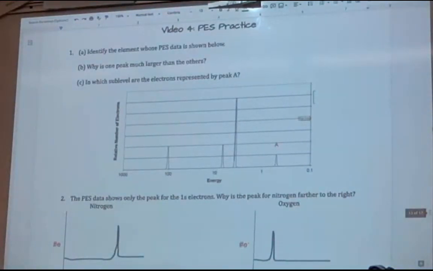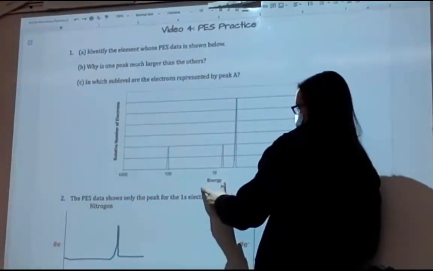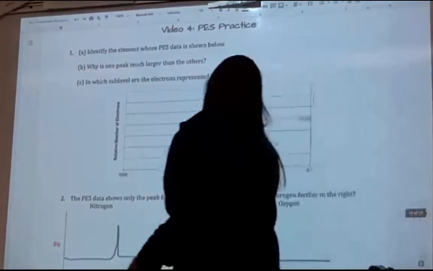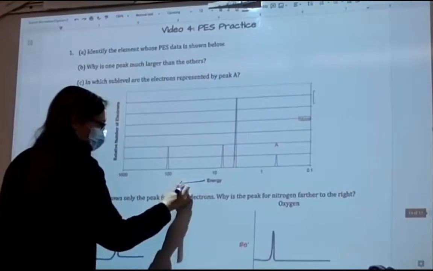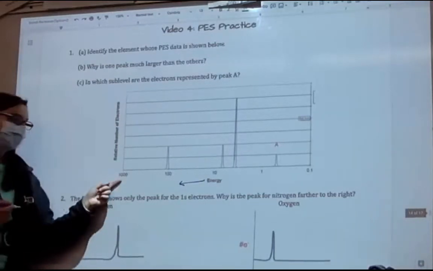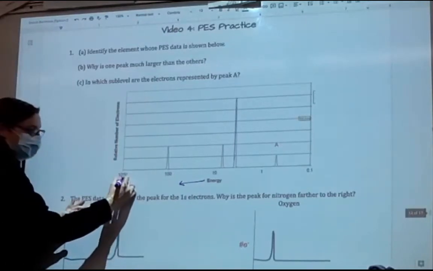There are a couple of things that I want you to do for every PES question, no matter what. Start by looking at the x-axis, right? Because the x-axis is the energy. The x-axis increases toward the left. Typically, it will increase toward the left, but not always. So you always want to start by looking at where is the highest energy. And then I always label on my spectra the highest energy.